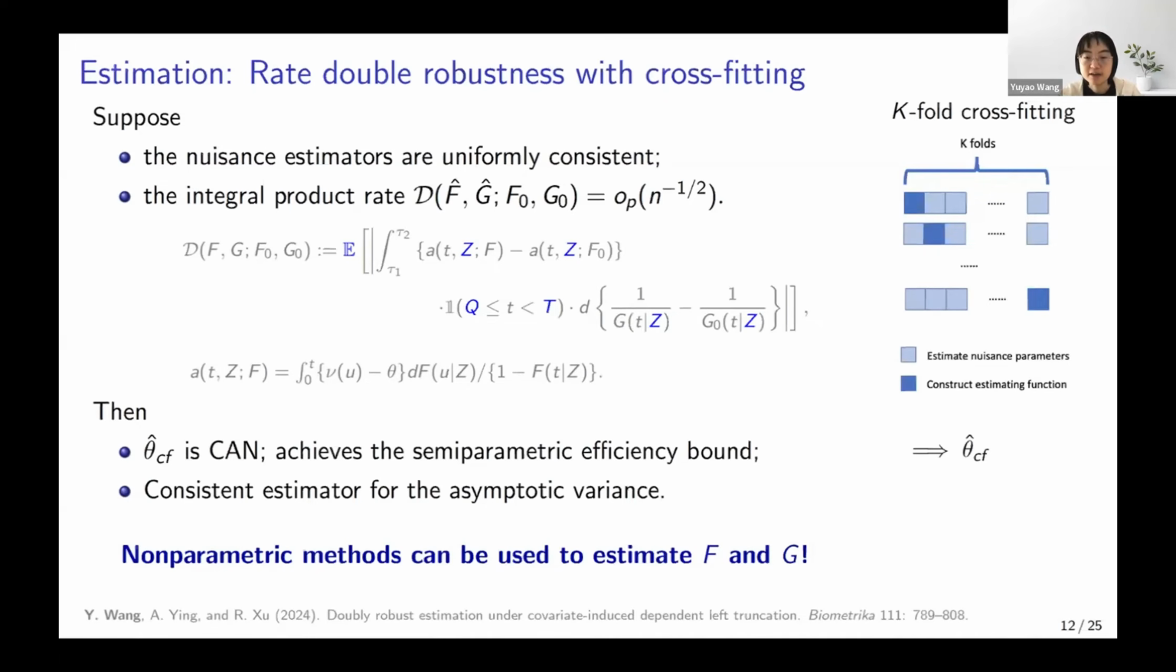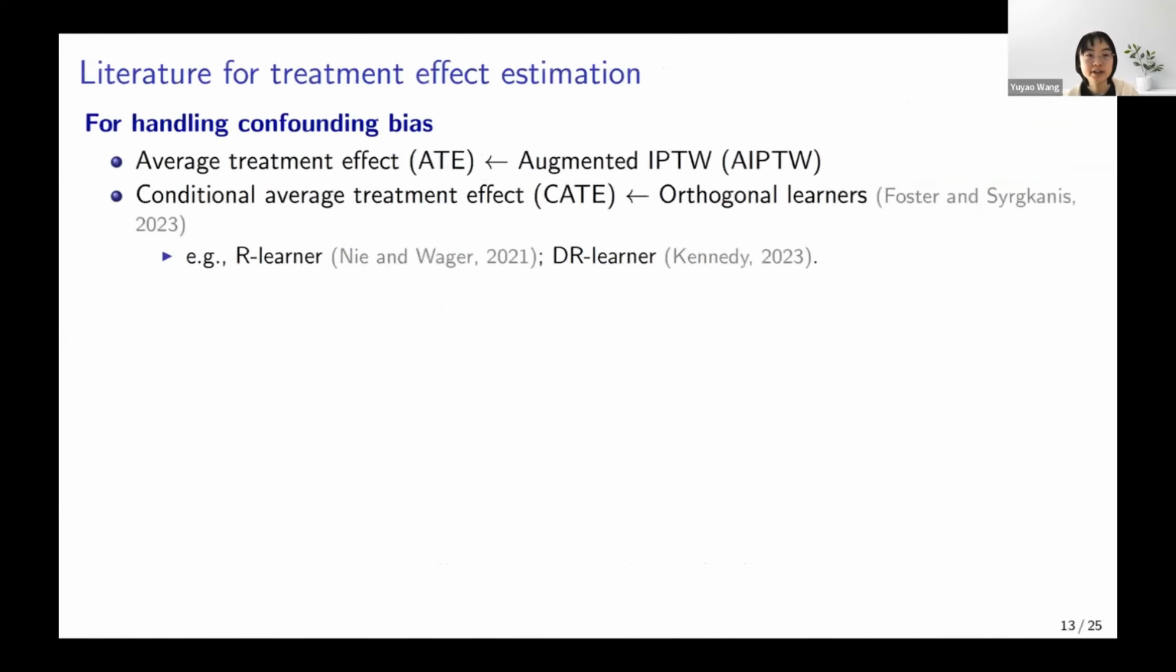And so far, the approach is about handling the selection bias from left truncation. And recall that our goal is to do treatment effect estimation under the triple biases. So now let me move on to how the framework can be extended for handling the triple biases.